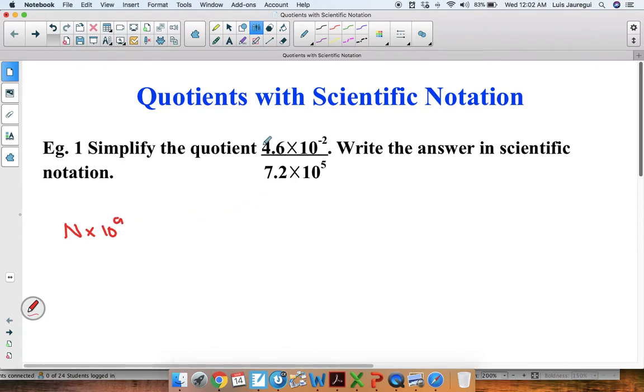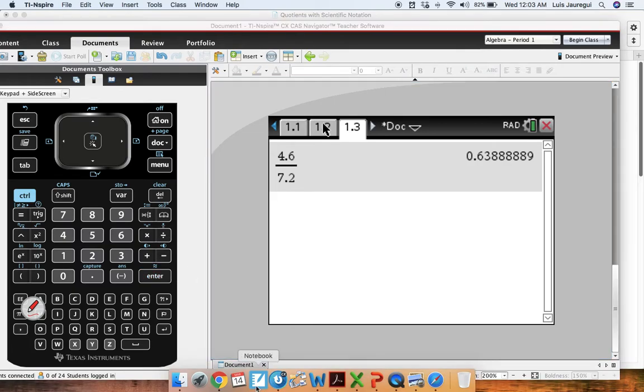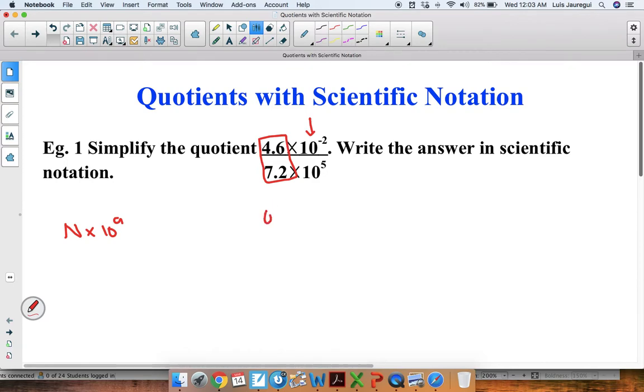Now what we're going to do here is break the quotient into two parts. First, we're going to divide these two numbers, and then we're going to use the properties of exponents to divide the powers of ten. So first, we divide 4.6 by 7.2. We can actually use technology for that. So 4.6 divided by 7.2 is approximately 0.638 repeating. So this is going to be 0.638 repeating.